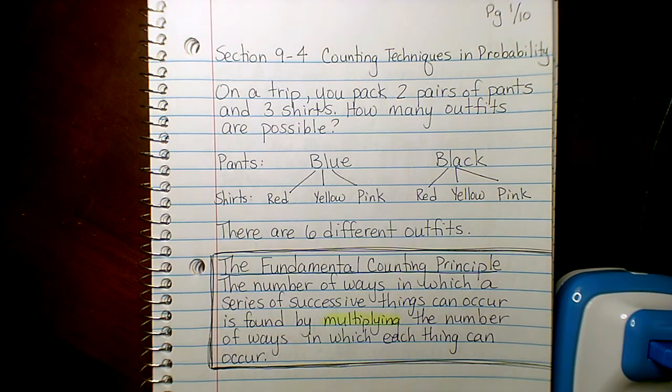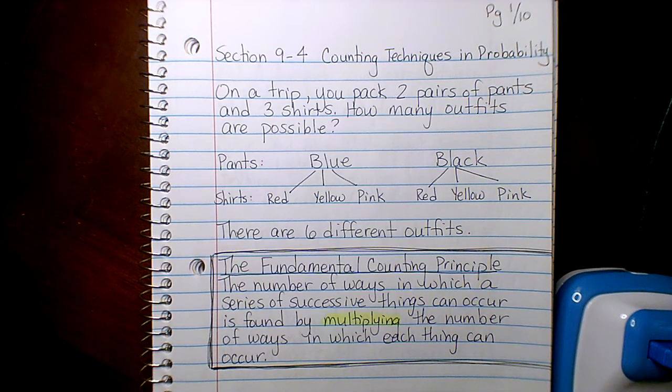So this is section 9.4. This is the last section in chapter 9, and this is on counting techniques in probability. So let's suppose that on a trip you pack 2 pairs of pants and 3 shirts. How many outfits are possible?